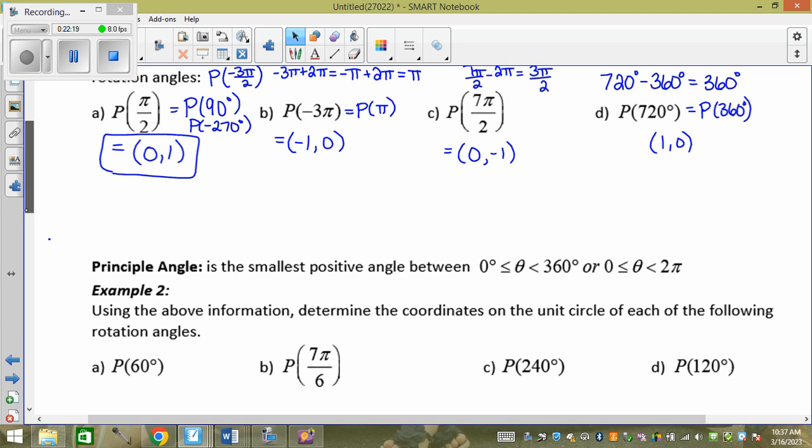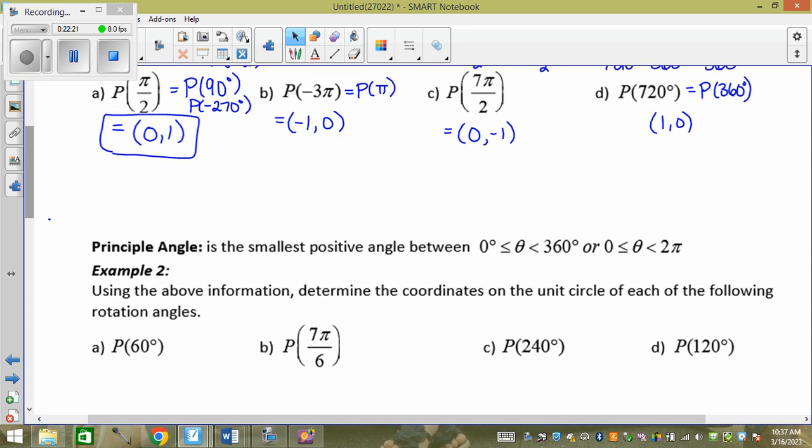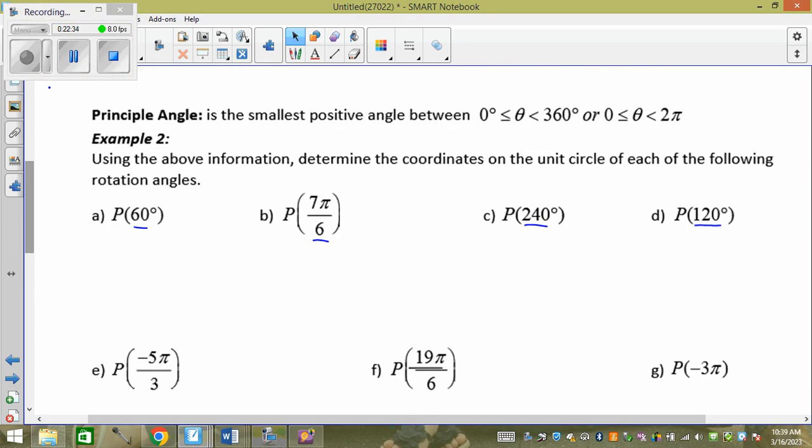All right. So, using the above information, determine the coordinates on the unit circle for each of the following. So I want the coordinate at 60, the coordinate at 7 pi over 6, 240, 120. Those are all principals. So this should be fast. Go to your unit circle, pull off the coordinate. This one is 60.